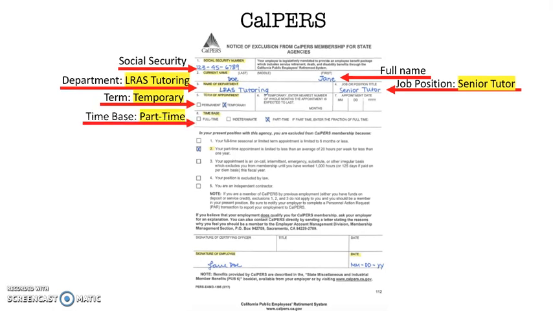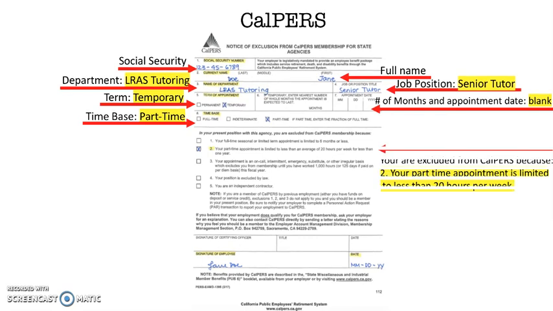Please leave the number of months your appointment is expected to last and the appointment date blank. In the option "You are excluded from CalPERS because," you will choose option number 2, which states, "Your part-time appointment is limited to less than 20 hours per week." Then, you will sign and add the date.